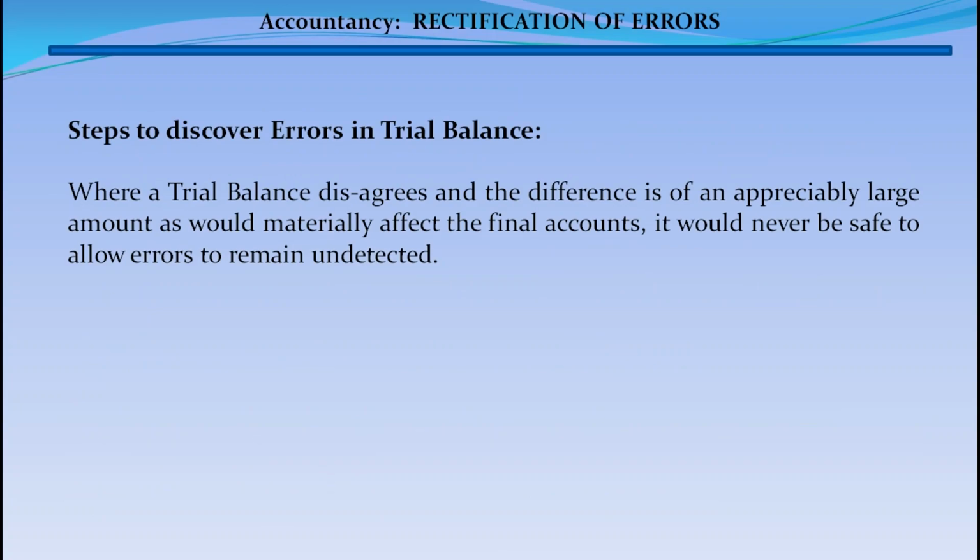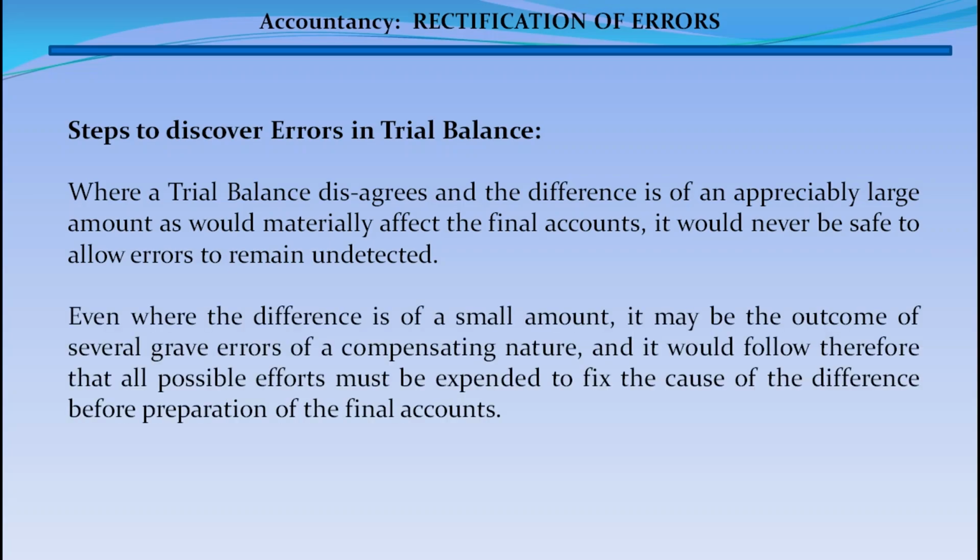Steps to discover errors in trial balance. Where a trial balance disagrees and the difference is of an appreciably large amount as would materially affect the final accounts, it would never be safe to allow errors to remain undetected. Even where the difference is of a small amount, it may be the outcome of several grave errors of a compensating nature, and it would follow, therefore, that all possible efforts must be expended to fix the cause of the difference before preparation of the final accounts.